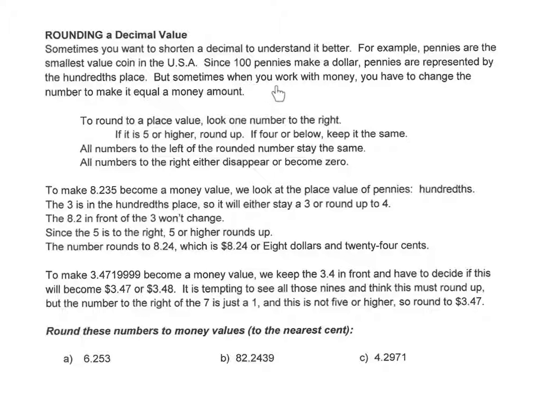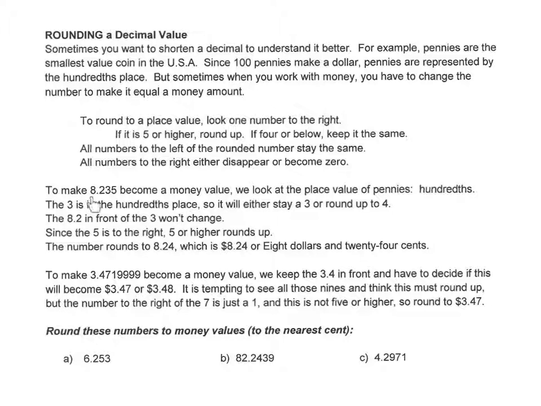But sometimes when you work with money, you have to change the number to make it equal a money amount. So to round to a place value, look one number to the right. If it's 5 or higher, you round up. If it's 4 or below, you keep it the same. All numbers to the left of the rounded number stay the same. All numbers to the right either disappear or become 0.